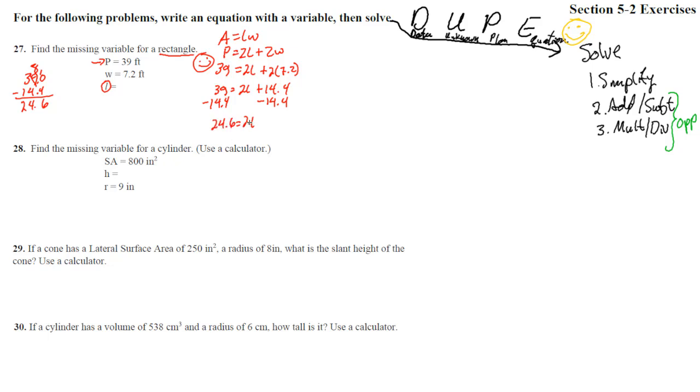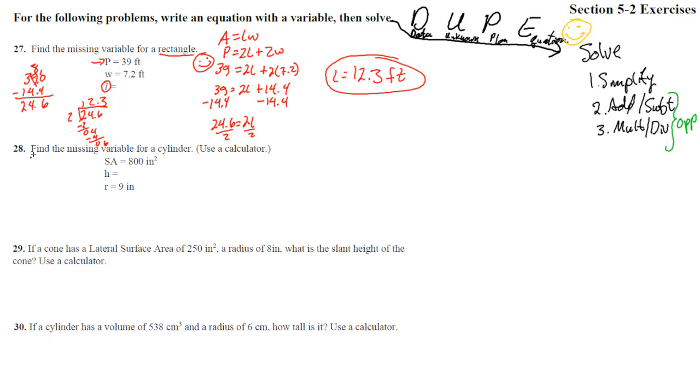is 2L, and then to get the L by itself, we divide by 2, and L is going to equal 24.6 divided by 2. 2 goes into 2 once. That's even. 4 comes down. We got a 2. That's a 4. Subtract. That goes in evenly. And a 6 comes down. Oh, yeah, 12.3. So 12.3 is going to be feet. The length is 12.3 feet. And if you take the 12.3 and 12.3 and a 7.2 and a 7.2, it'll add up to 39.